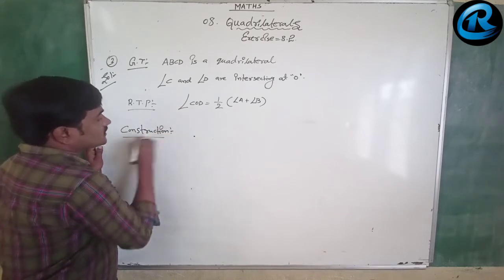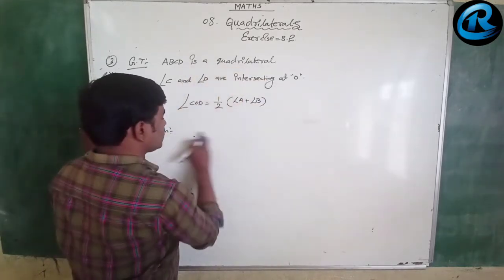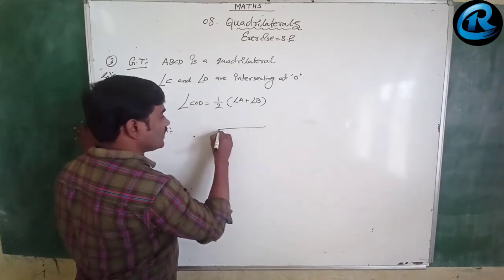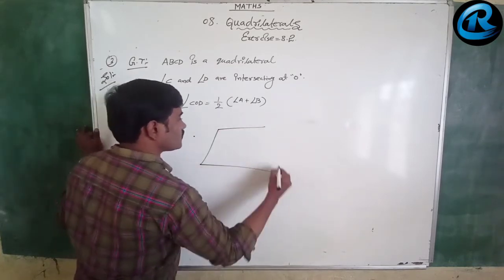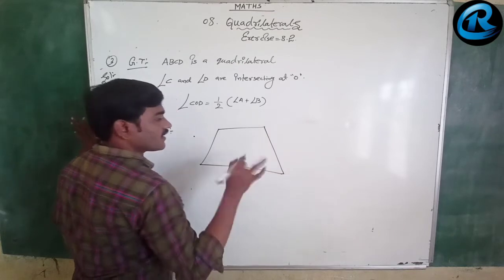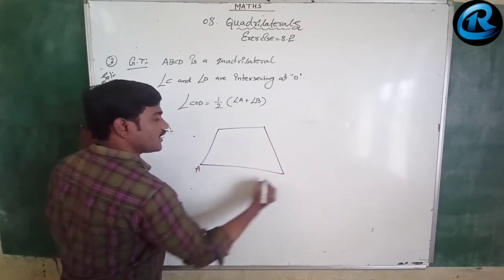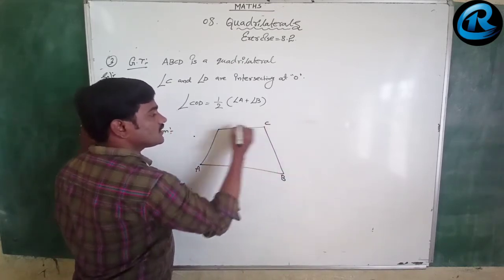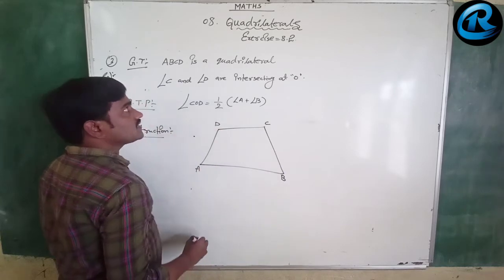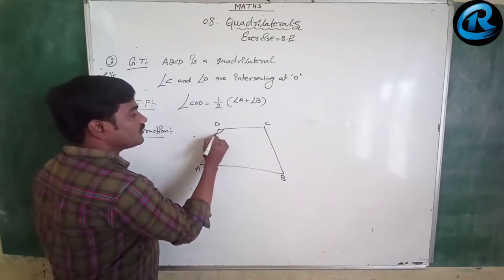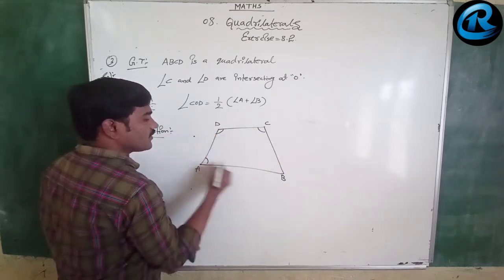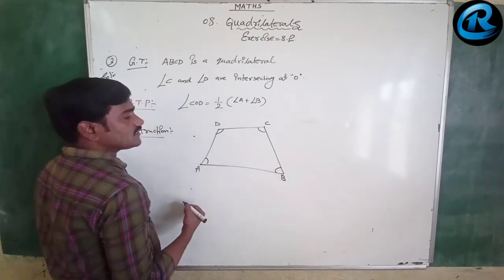We go for a construction. As he said, ABCD is a quadrilateral. No, let's go for any kind of quadrilateral here, whatever kind it is. Let us go for A, B, C and D. ABCD is a quadrilateral, and we know that in every quadrilateral there will be four angles like this.